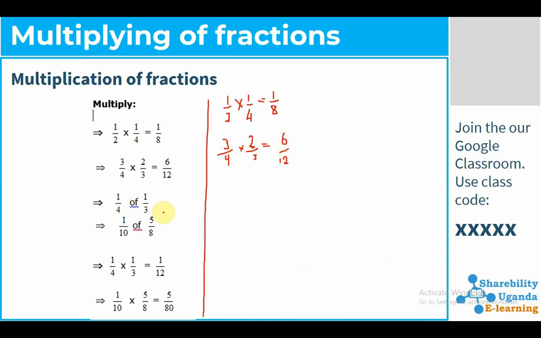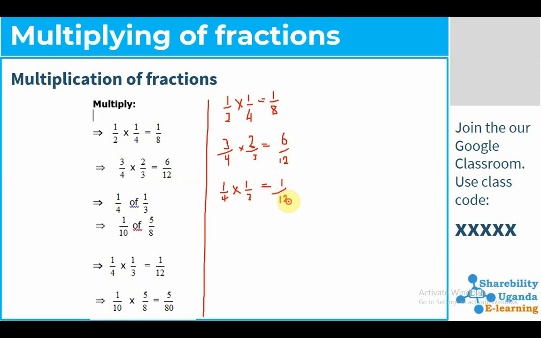There is also another one. They say multiply 1 out of 4 of 3. When they talk of the word "of", they mean multiplication. It should not confuse anyone. So this is the same as 1 out of 4 times 1 out of 3. So here we shall be able to get our answer as 1 out of 12.